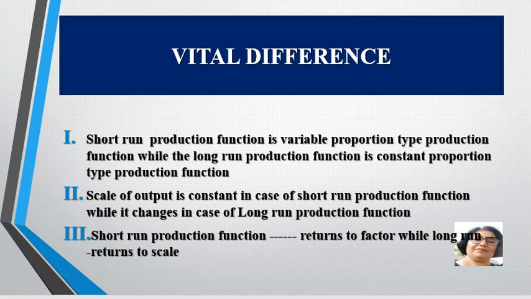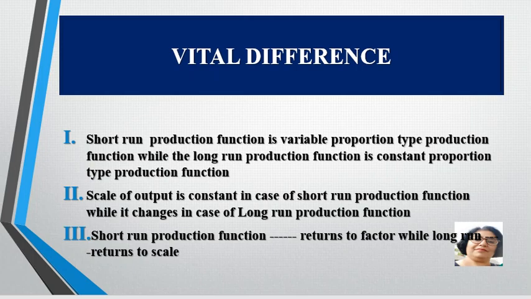So what is the vital difference between the short run production function and the long run production function? Short run production function is variable proportion type, where the ratio between the labor and capital could be changed because the fixed factor could not be changed. So we have to increase the variable factor. In the long run production function, a constant proportion type, we could increase the quantity of labor and capital, but in the same ratio.